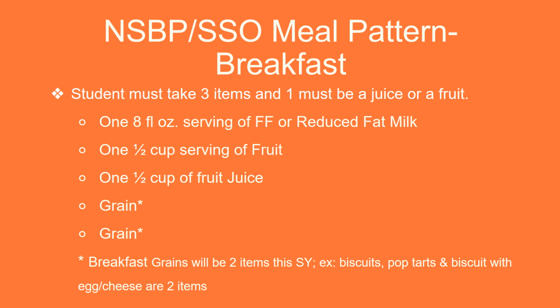NSBP and SSO meal pattern for breakfast. A student must take 3 items, and 1 must be a juice or a fruit. 1 8-ounce serving of fat-free or reduced fat milk, 1/2 cup serving of fruit, 1/2 cup of fruit juice, and 2 grains. Breakfast grains will be 2 items this school year. Example, biscuits, Pop-Tarts, and biscuit with egg and cheese are 2 items.